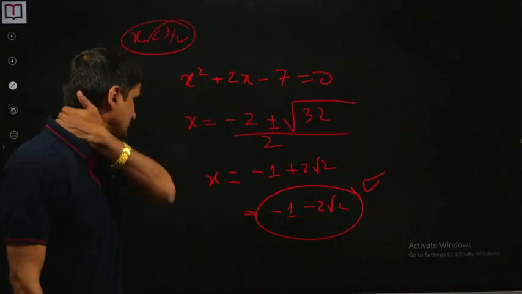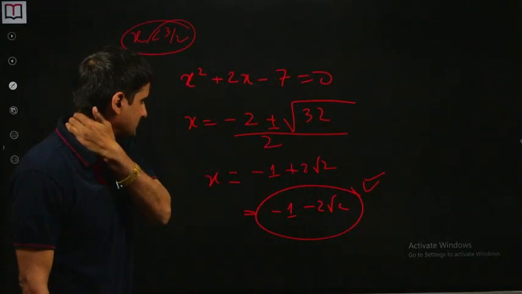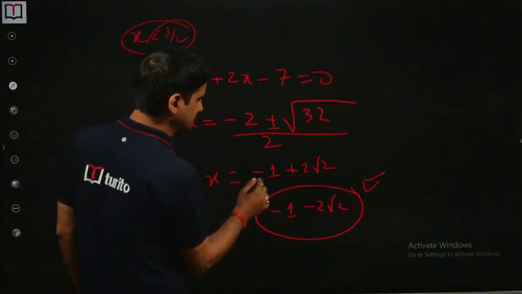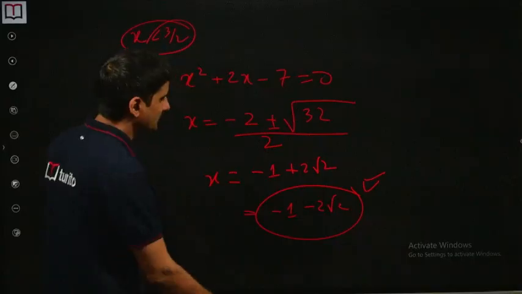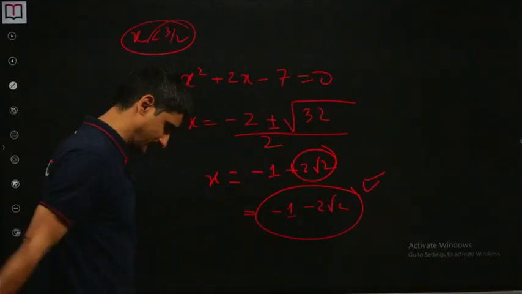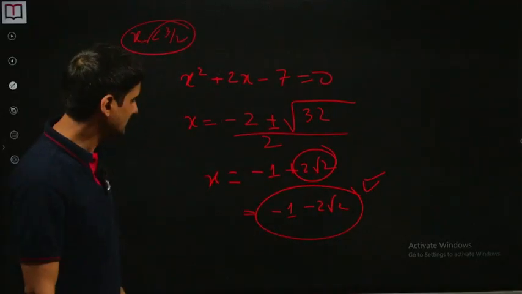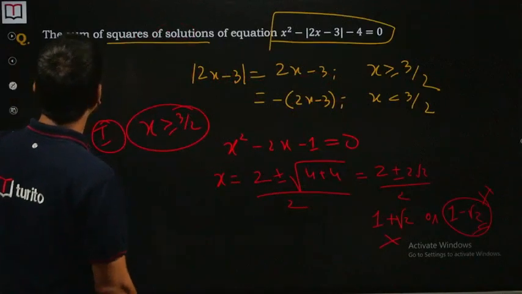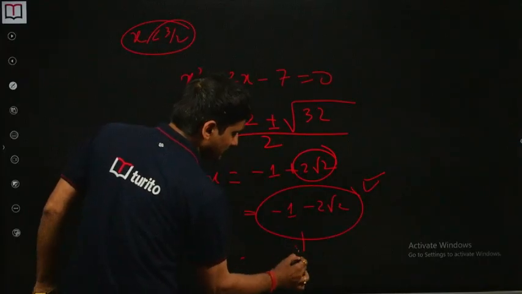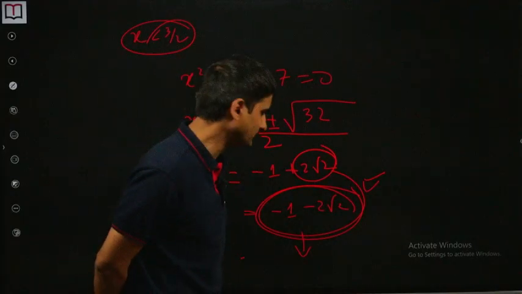So 2.8, minus 1 is 1.8. Oh no, only one root, because I checked it. Root 2 is 1.414, so 2 root 2 is 2.8 somewhere, minus 1 plus 2 root 2 is 1.8. So that's the only root. So why have they asked the sum of squares of solution of this equation? Again, that's the only root, so you just square it. So 9 minus 4 root 2 is the answer.